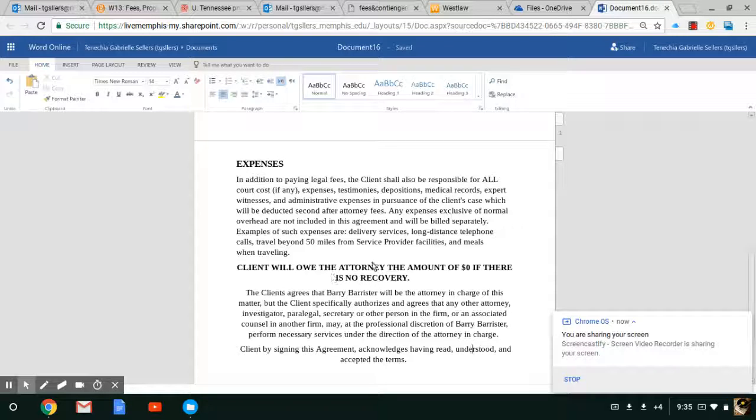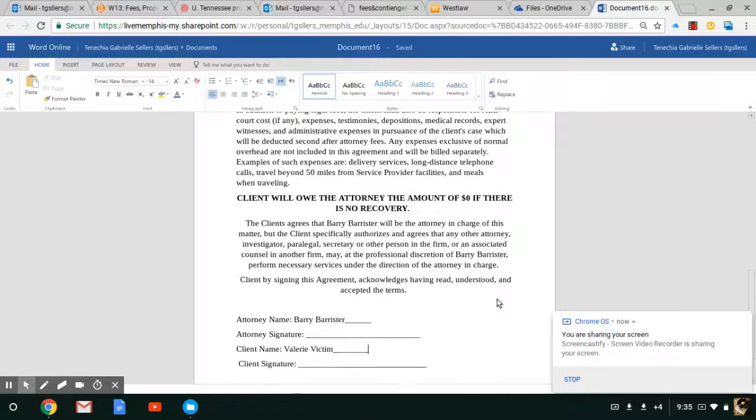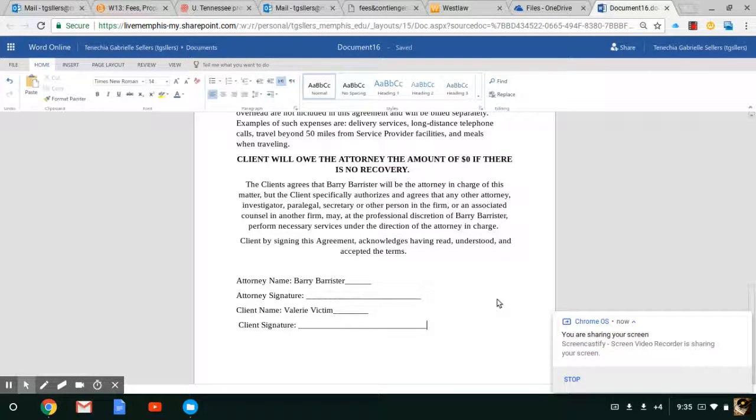The client will owe the attorney the amount of $0 if there is no recovery, which is just letting you know that if there's no recovery, the client doesn't owe the attorney any money. It's $0.